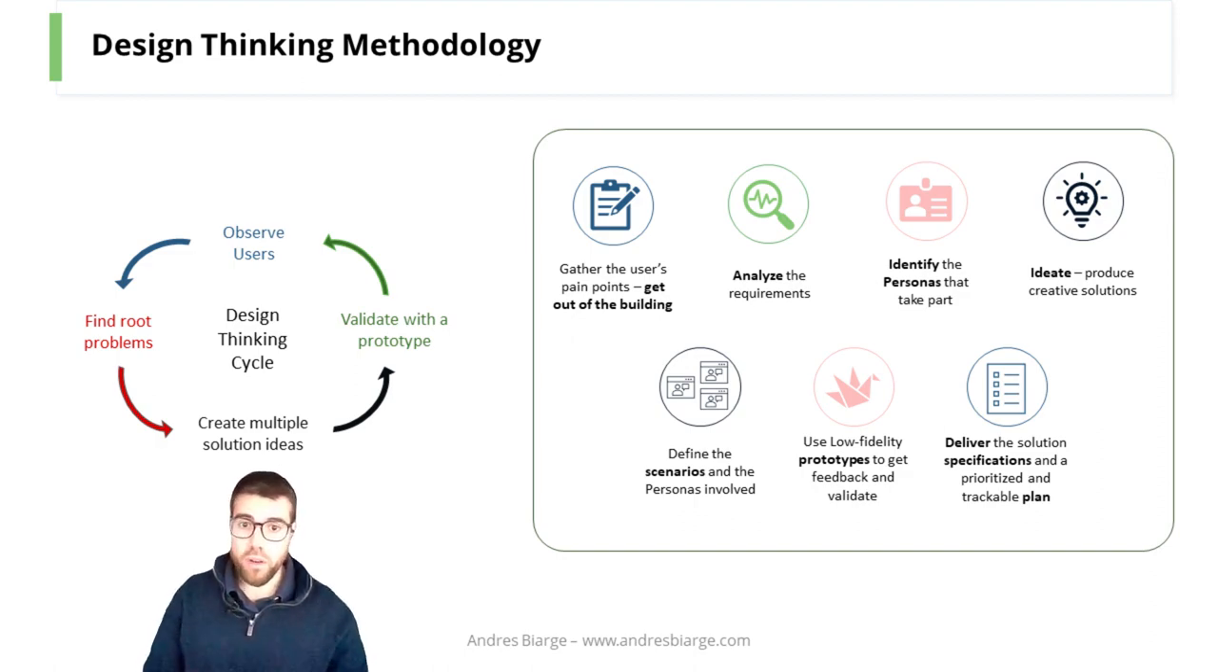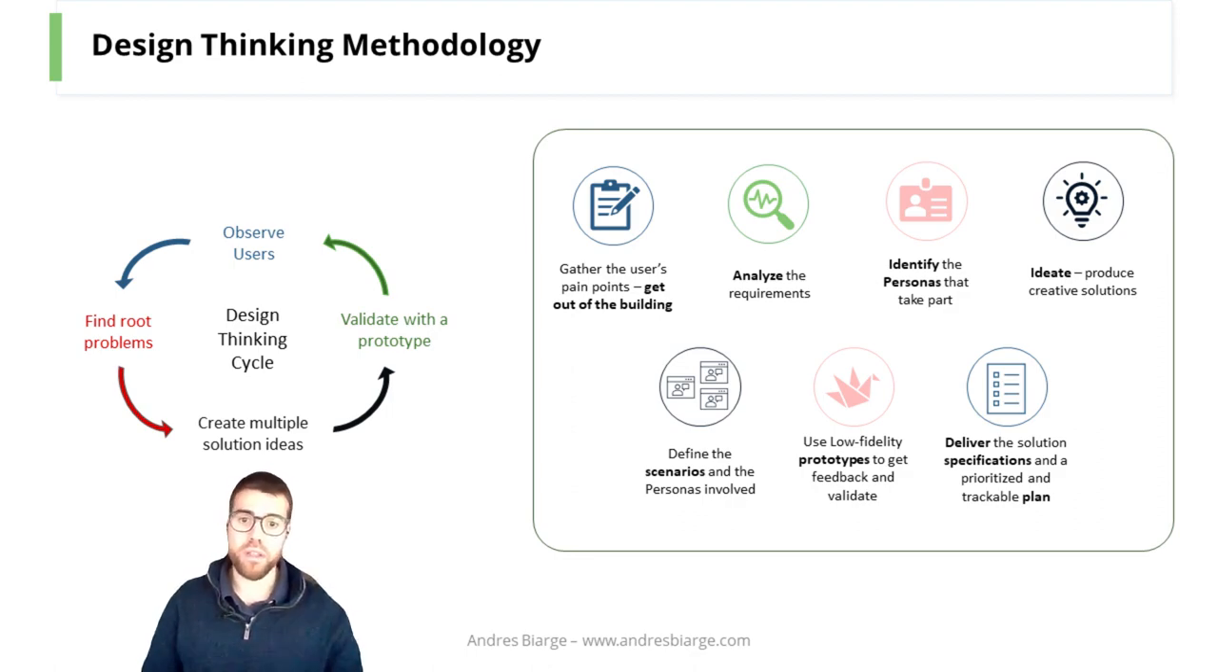So the way the methodology works is an iterative process. It's a lean or agile process where we go again and again until we get things right. And what we do is these 4 steps that you see here in the design thinking cycle. Observe the users, find the root problems, create multiple solution ideas, and validate with a prototype. This is on a high level what we do again and again until we are sure enough that what we're going to deliver makes sense.